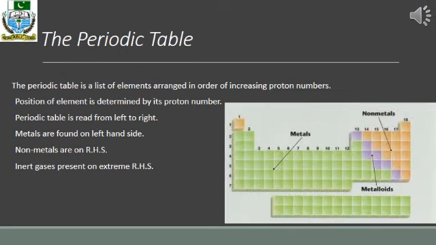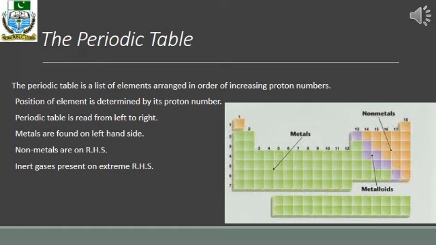The one more topic that is related to electronic configuration or structure of atom is the periodic table. If you know about the periodic table and you are able to get proper information from it, then it is very easy for you to tell the electronic configuration of different elements. So basically the periodic table is a list of elements arranged in order of increasing proton number. The position of an element tells us about the proton number.